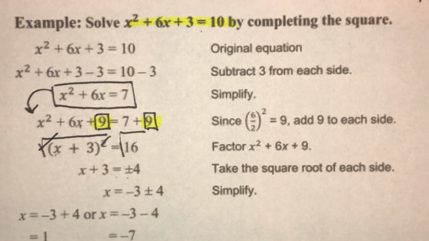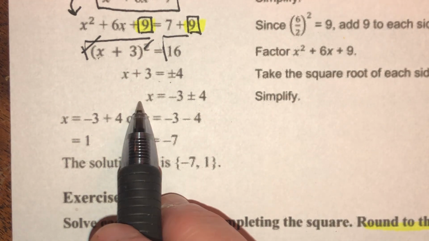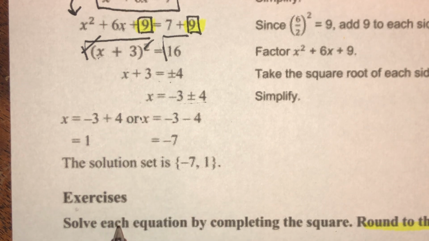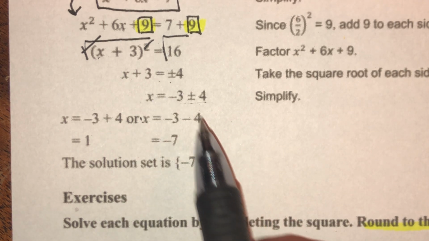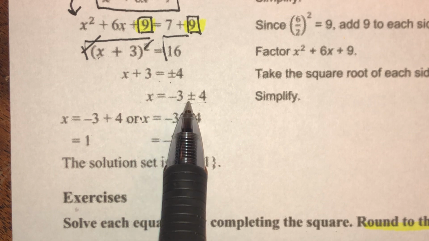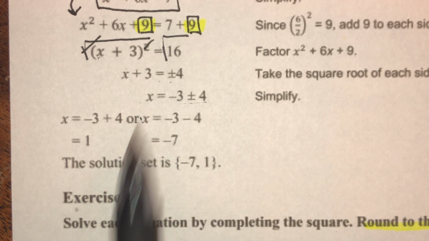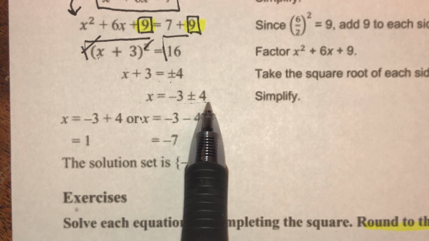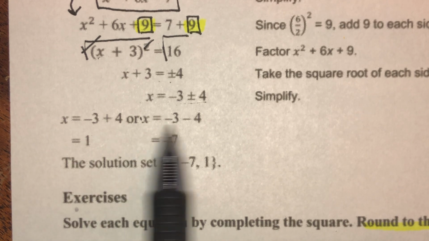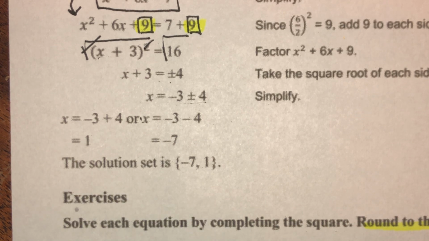So then they go ahead and separate it. Oh, this is the answer they get when they just solve for x. And then they go ahead and separate it out, and they say, okay, negative 3 plus 4 equals x, and negative 3 minus 4 equals x. So here and here. And then they go ahead and solve for x all the way.